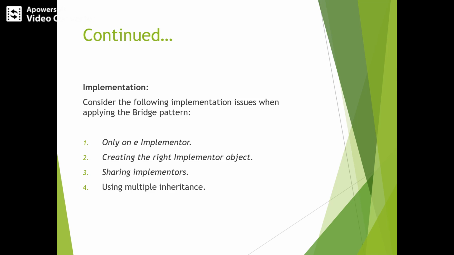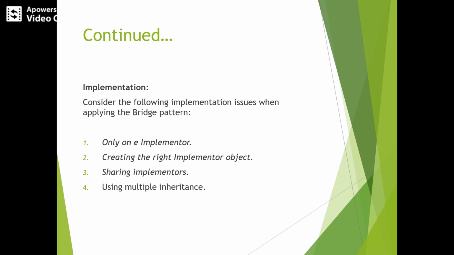The next section of our template is the implementation of the bridge structural design pattern. Consider the following implementation issues when applying the bridge pattern. Whenever we apply this bridge pattern, these implementation issues need to be considered. One is only one implementer. The second is creating the right implementer object. Third is sharing implementers. Fourth is using MI, multiple inheritance.